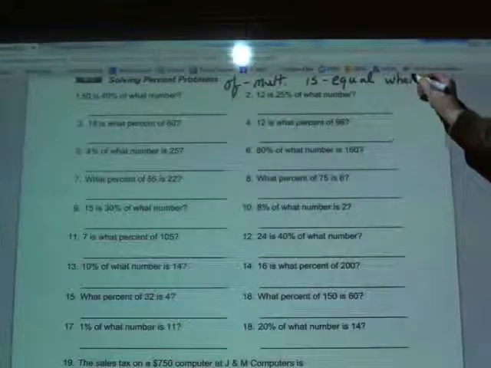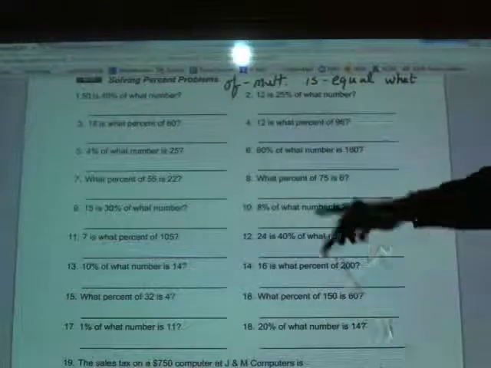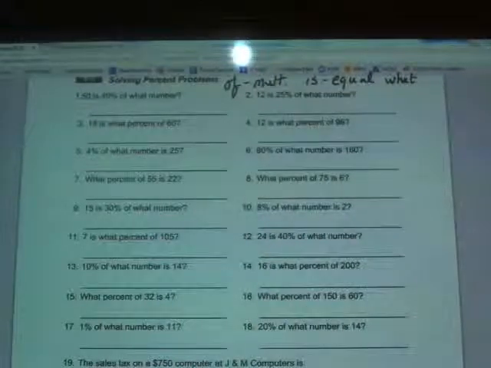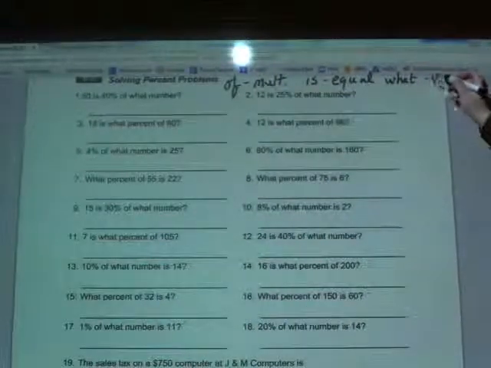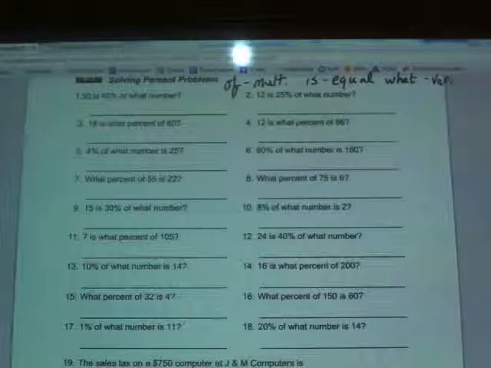The what phrase, you can see there is a little bit of variance here. Some of them say what number, some of them say what percent. The what phrase is always going to be your variable. X is probably what we use most of the time, but we'll change that.